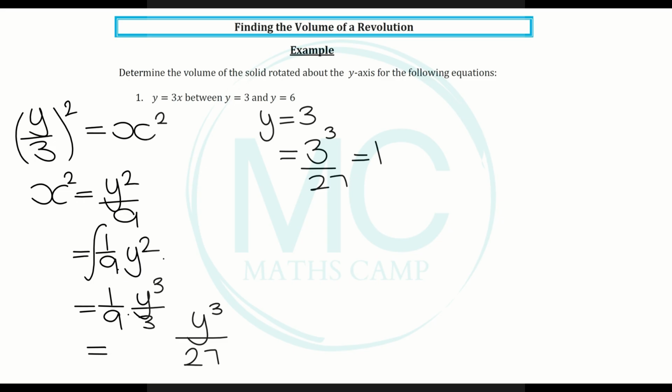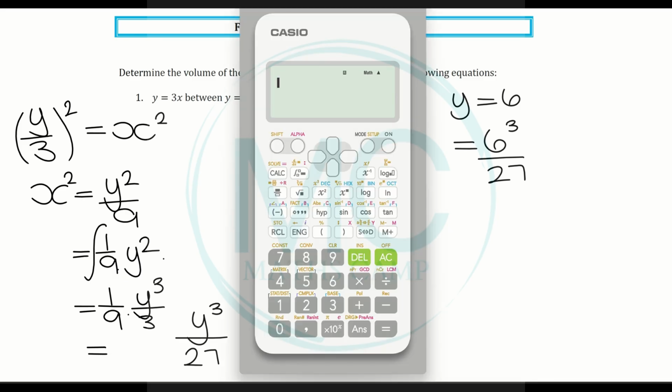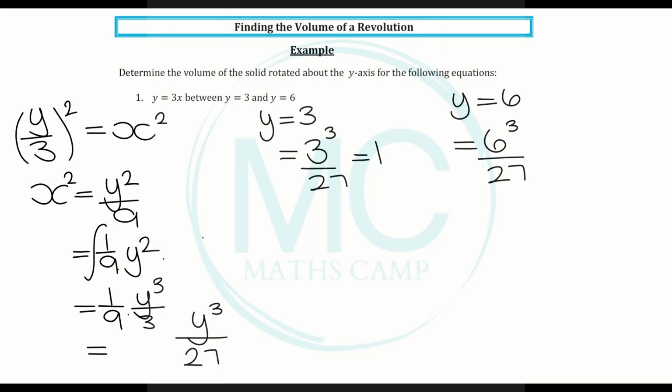Now let's substitute 6 into our y value. We can say when y is equal to 6, this becomes 6 cubed over 27. Let's take your calculator. We have 6 cubed over 27 is equal to 8. Now we can subtract the lower value from the higher value. 8 minus 1 is equal to 7. We are working with volume, so we multiply this by pi.